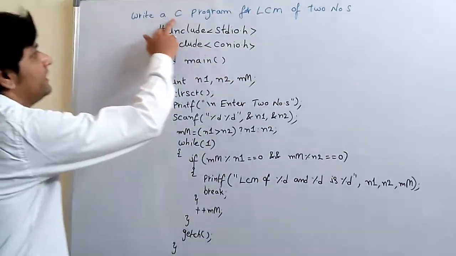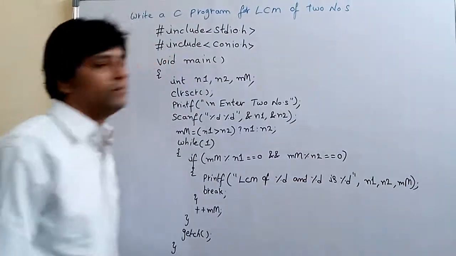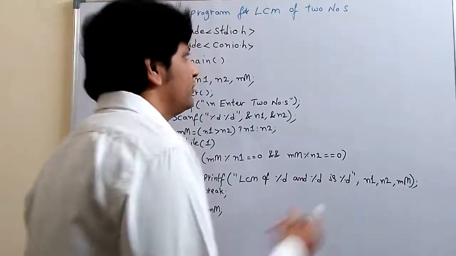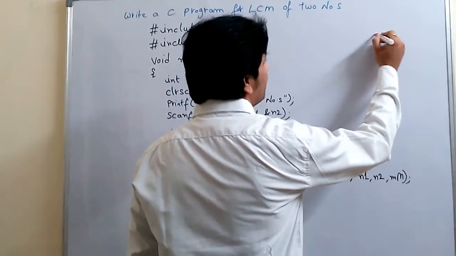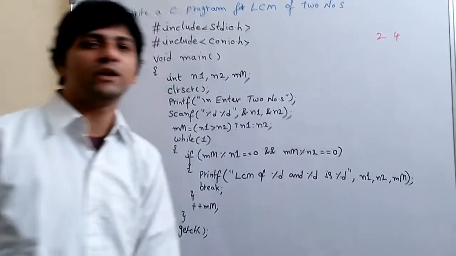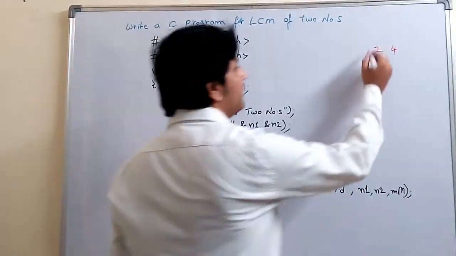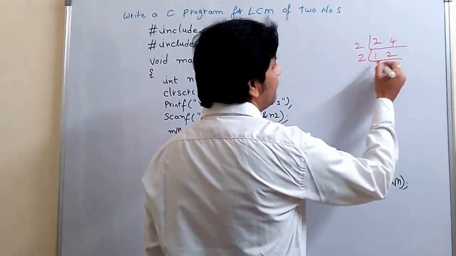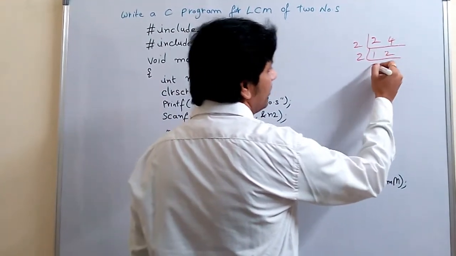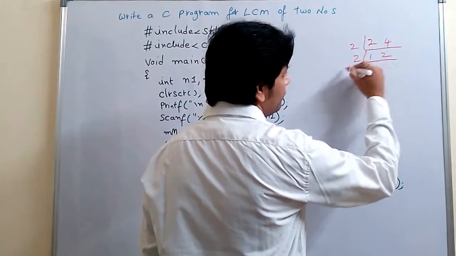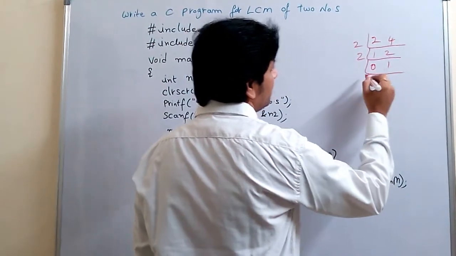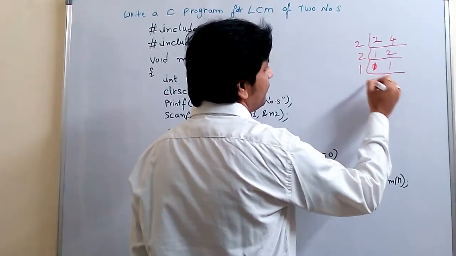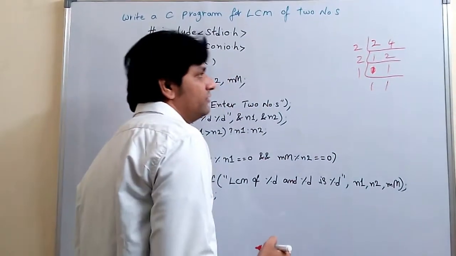Write a C program for the LCM of two numbers. If you take two numbers, for example 2 and 4, where 2 is one number and 4 is the other number, and take the LCM, ones are twos, and two zeros are ones. Sorry, here we need to put one now.